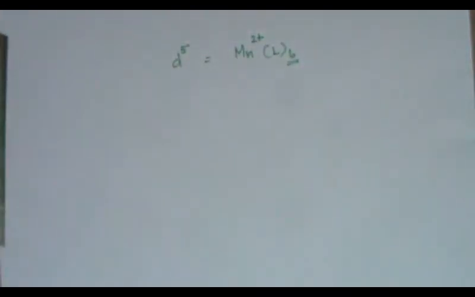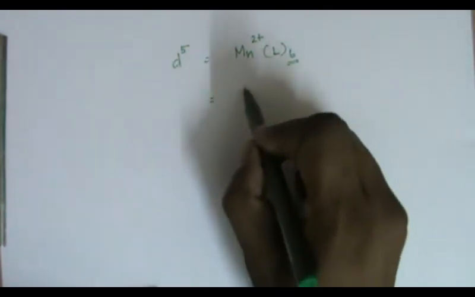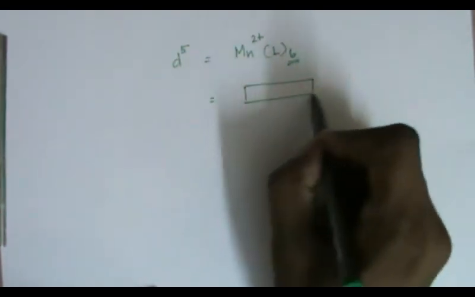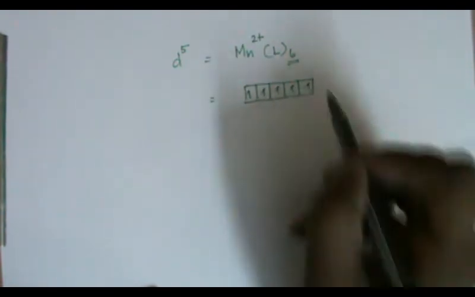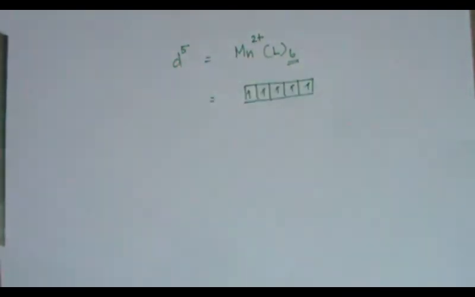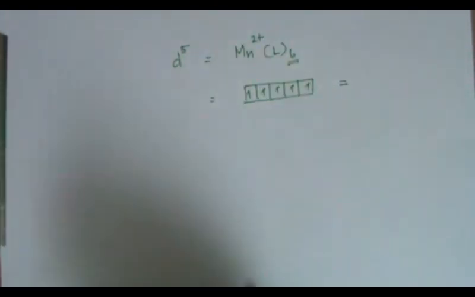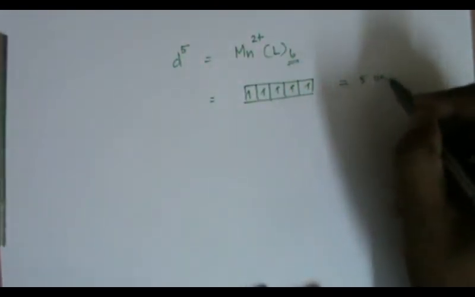I go for a compound with a d5 configuration. Say it is manganese 2 plus and there are 6 ligands. So it is octahedral field. Mn is in +2 oxidation state. That means the d orbital will be like this. If you consider as such, you will wrongly predict that there are 5 unpaired electrons.